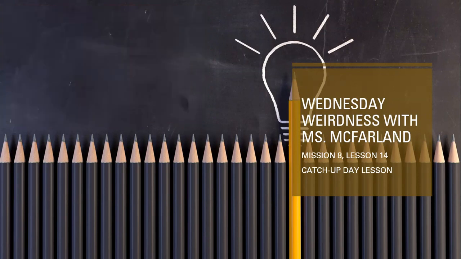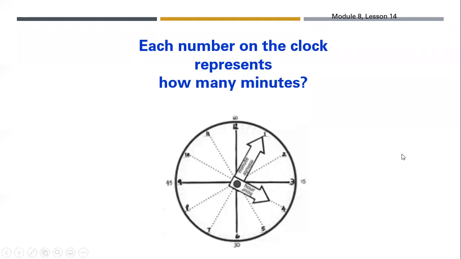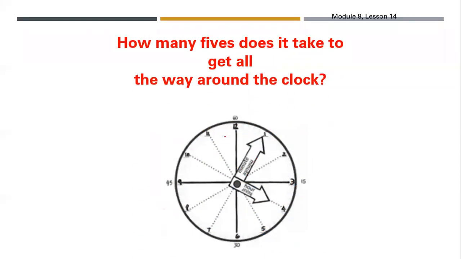There we go. Each number on the clock represents how many minutes? Each time we go around the clock, it represents 5 minutes, guys. So how many fives does it take to get all the way around the clock? Well, I would imagine if it goes 1 all the way to 12, that means there's 12 fives, right?